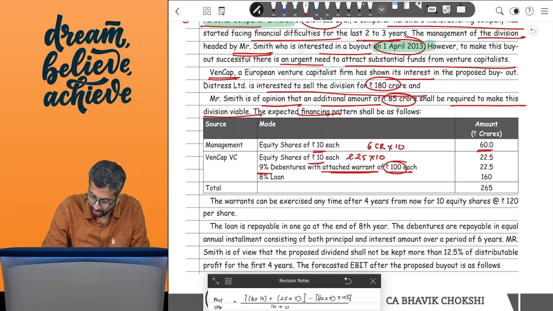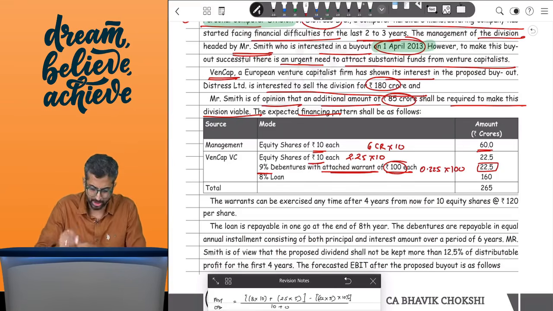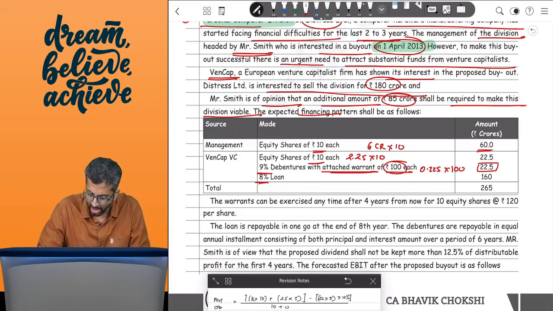Warrant is 100 rupees. Total debentures are 22.5. So these are 0.225 crore debentures of rupees 100 each. So there are 0.225 crore debentures, and each debenture has an attached warrant. There must be 0.225 crore warrants. And then there is an 8% loan, and this total financing comes to 265 crores.